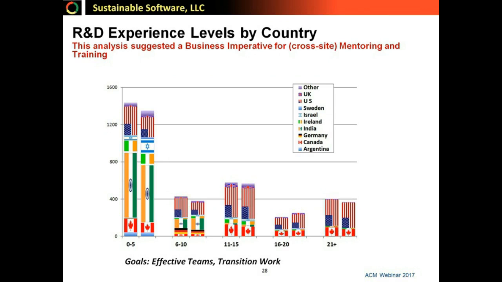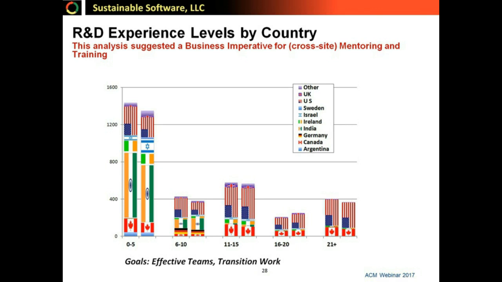The second one shows a snapshot of R&D experience levels by country. So note the flags. Hopefully you can see, for example, the Israeli flag, the India flag, of course, the U.S. flag, the Canadian flag. And if you look really closely, there's several other flags in there. The horizontal axis shows experience bands by years. So for example, 0 to 5 years experience, 6 to 10 years experience, 11 to 15 years experience, and so on.